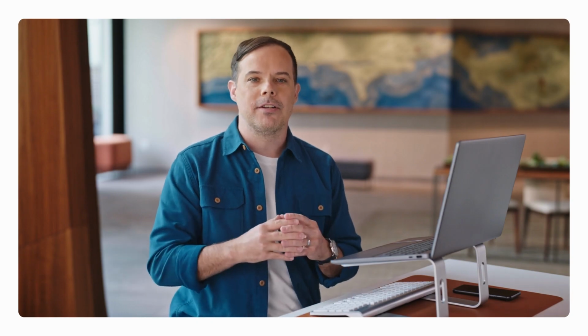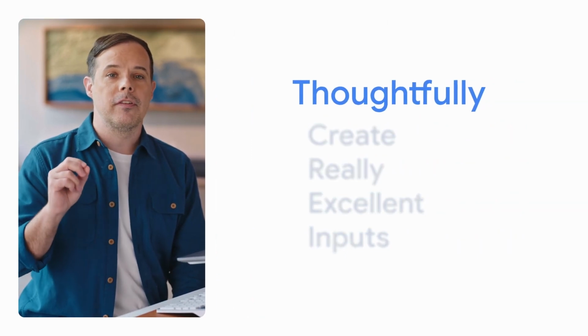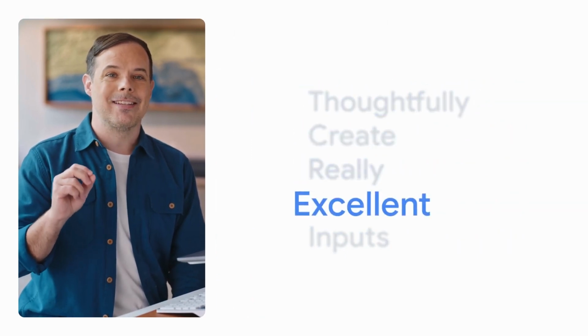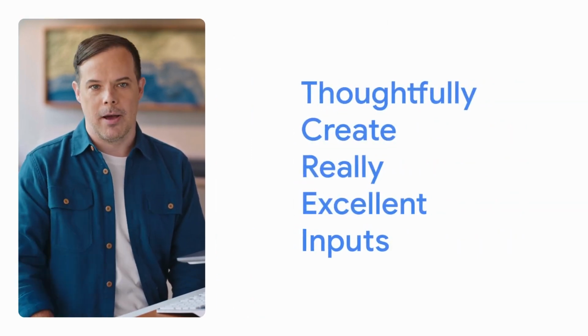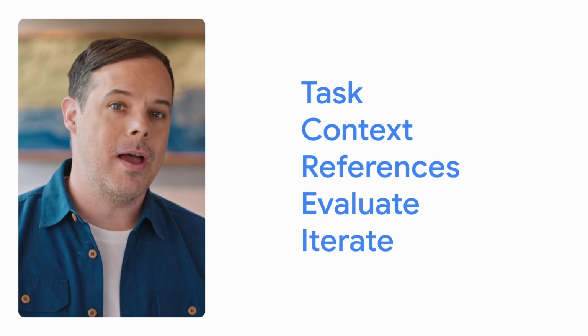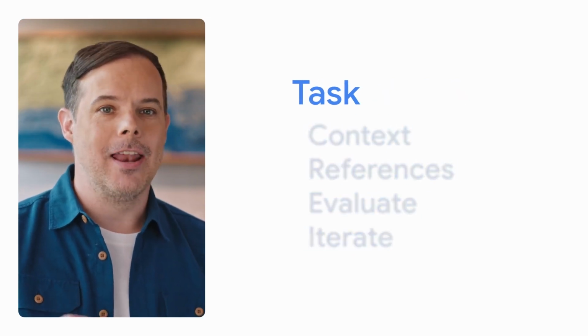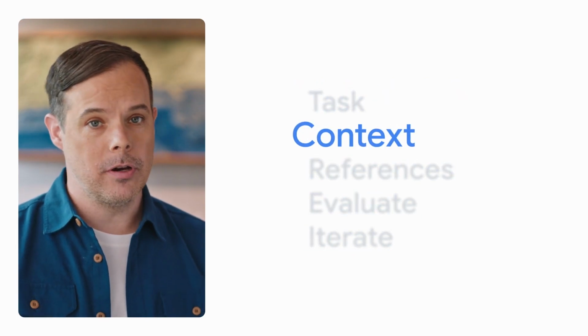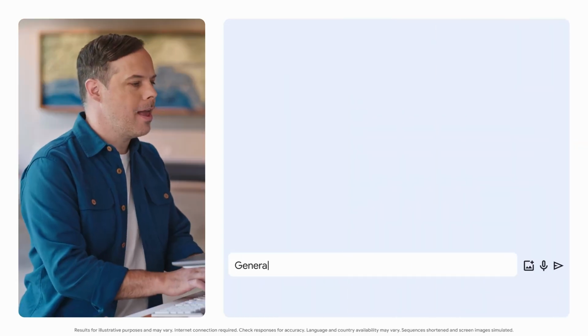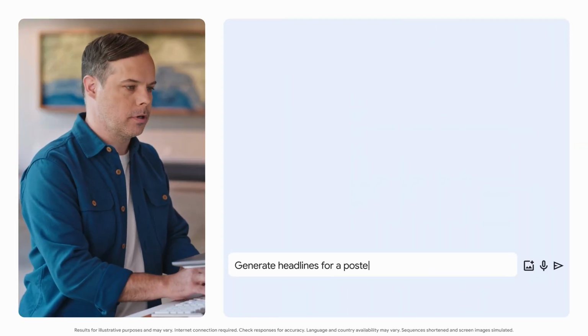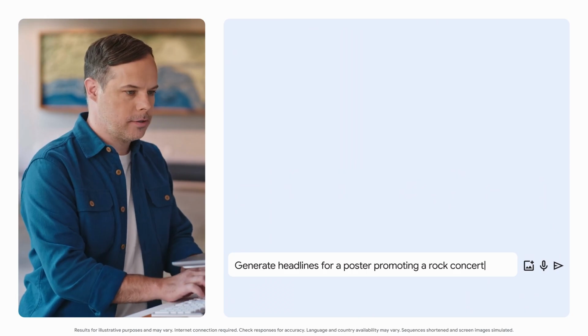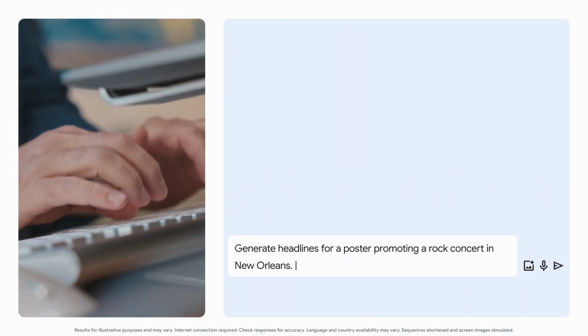Let's prompt Gemini to create both text and images so we can discuss the subtle differences between prompting for each modality. We'll start with the text first. Remember to keep the thoughtfully create really excellent inputs framework in mind. Text-based prompts work best when we specify our task and add some clear context. So we could prompt, generate headlines for a poster promoting a rock concert in New Orleans.